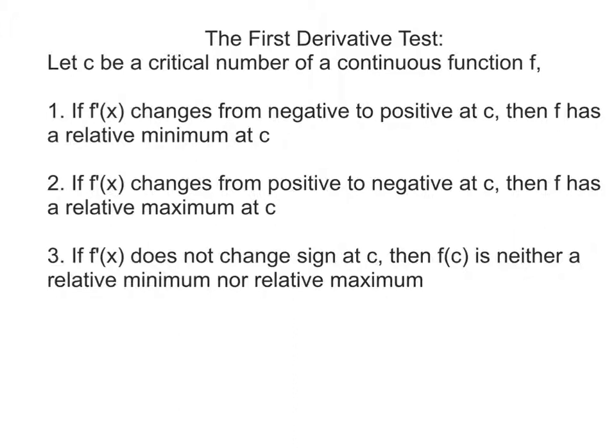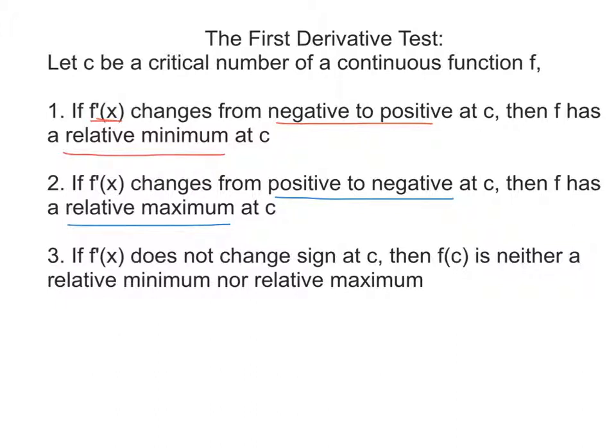The first derivative test tells us if our derivative changes from negative to positive at that critical number, then there's going to be a relative minimum at that x value of c. If the derivative changes from positive to negative at c, then there's going to be a relative maximum at that point. And if there's no sign change at that critical number, then there's not a relative minimum or a relative maximum.